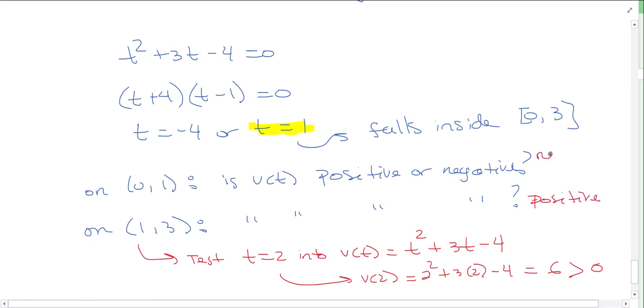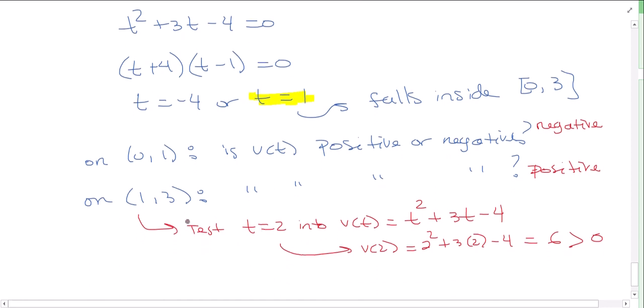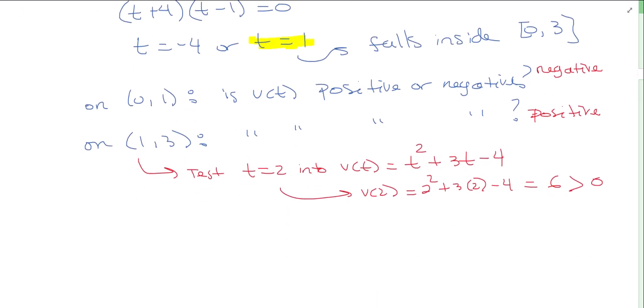So that means that the first interval is negative. And so for negative, I'm going to have to attach the negative to v of t to make it positive. So this parabola, if you wanted to quickly look at a graph, let's try to do that.